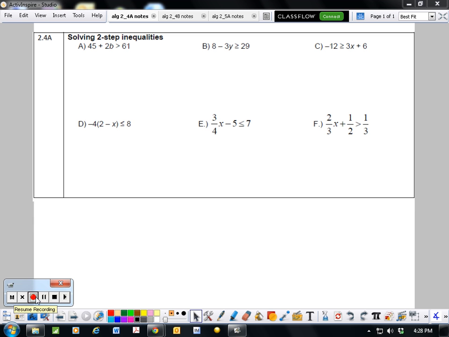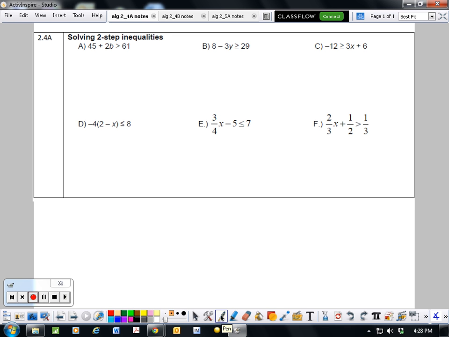Okay, so now we're back to solving inequalities. We're going to look at some two-step inequalities and kind of remind ourselves of content that we talked about back in chapter 1. So our first two-step inequality is 45 plus 2b is greater than 61. We're going to solve this just like we would any other equation. The only thing that we have to remember is that if we multiply or divide by a negative number, we have to flip that inequality symbol.